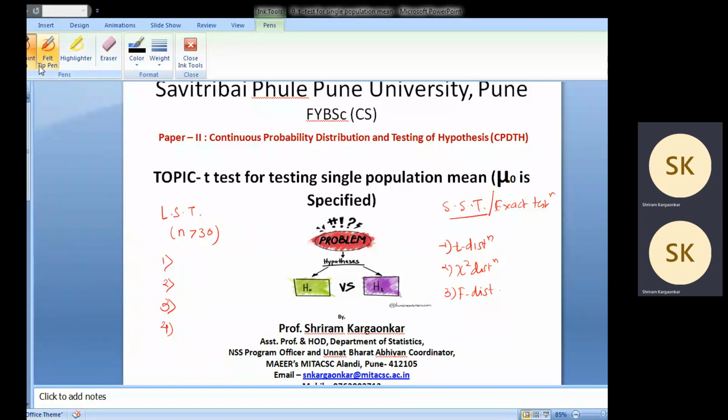So now we are starting with the tests based on the t distribution. There are 3 tests based on the t distribution: the t test for single population mean, the t test for equality of 2 population means, and then the paired t test. So we are here. Now we are going to study the t test for testing single population mean, where mu naught is specified. This is similar to the large sample test 1. Let's move further.